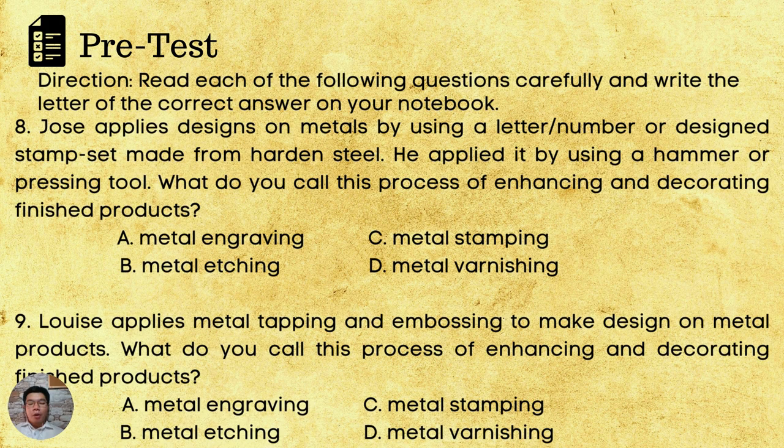Number 8. Jose applies design on metals by using a letter or number or design stamp set made from hardened steel. He applies it by using a hammer or pressing tool. What do you call this process of enhancing and decorating finished products? A. Metal engraving. B. Metal etching. C. Metal stamping. Or D. Metal varnishing.